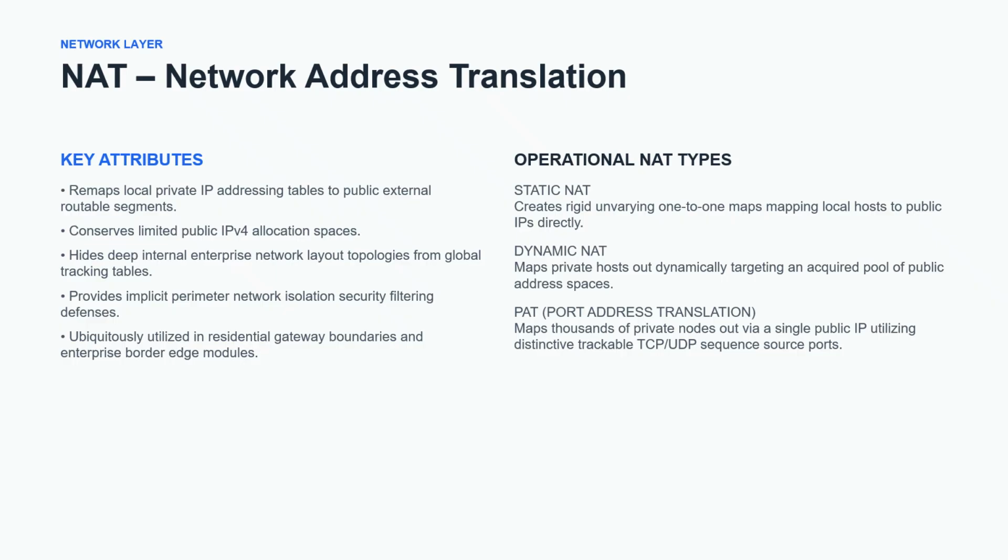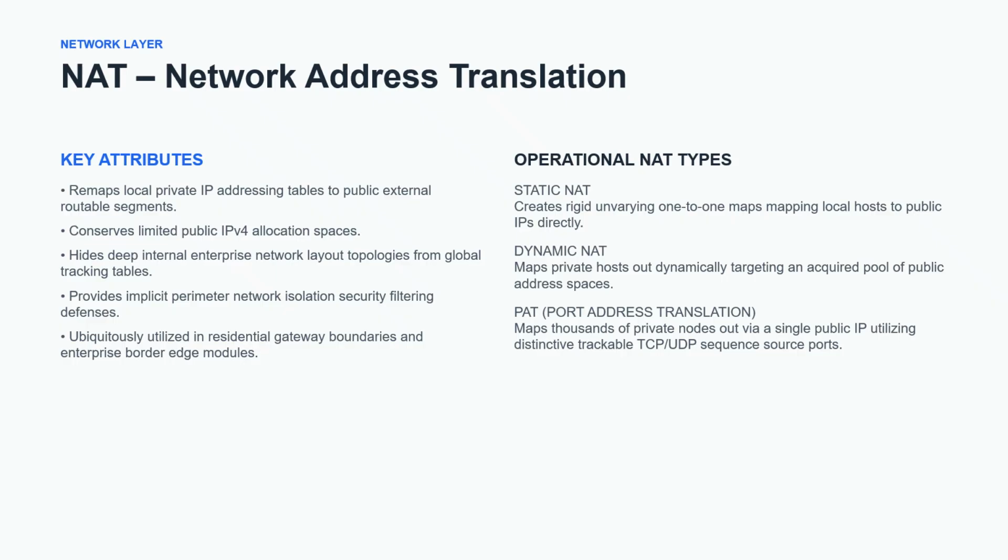Internal devices are not directly reachable from the Internet. NAT modifies the IP header of packets, changing source and destination addresses as they pass through the NAT device. NAT maintains a translation table to track connections. NAT types include static NAT, which maps a single private IP to a single public IP.